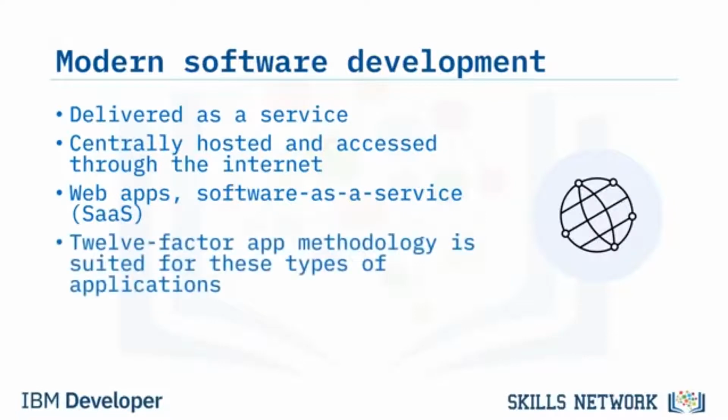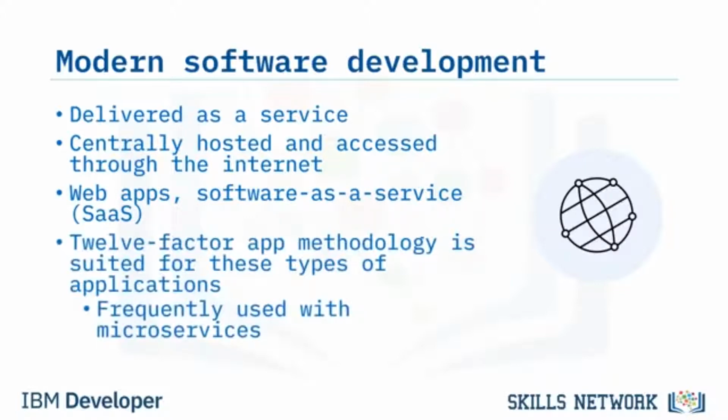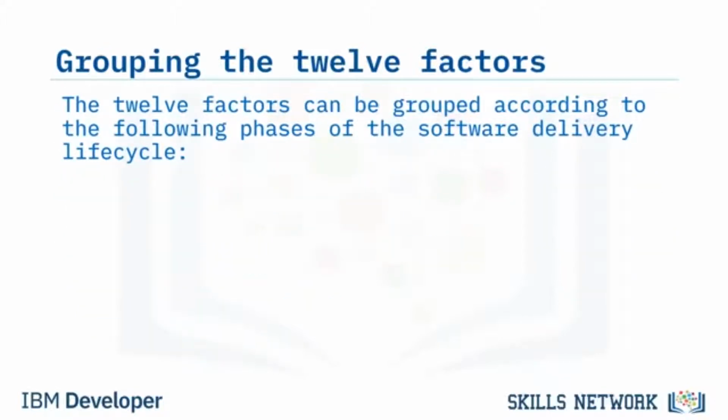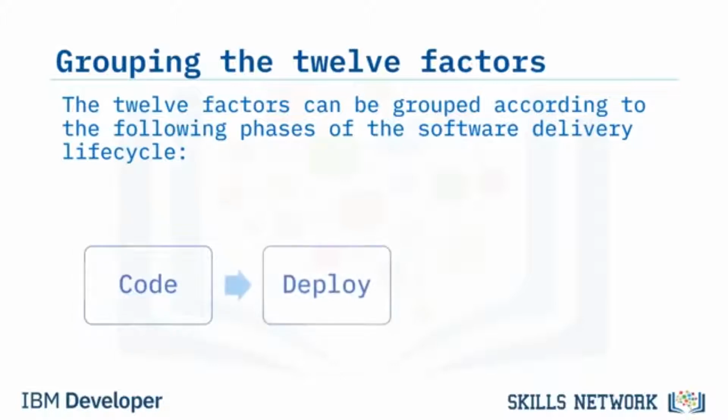The 12-factor app methodology is suited for these types of applications. Microservices are not a requirement for 12-factor apps. However, microservices are often used in conjunction with the 12-factor application methodology. The 12 factors can be grouped into the code, deploy, and operate phases of the software delivery lifecycle.